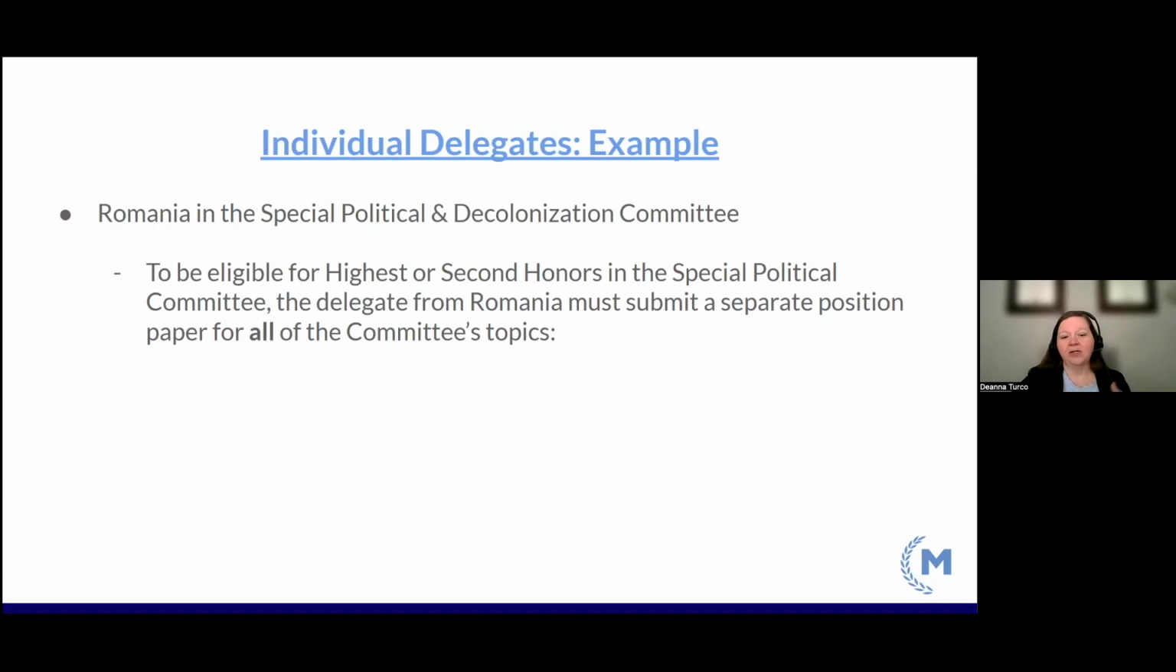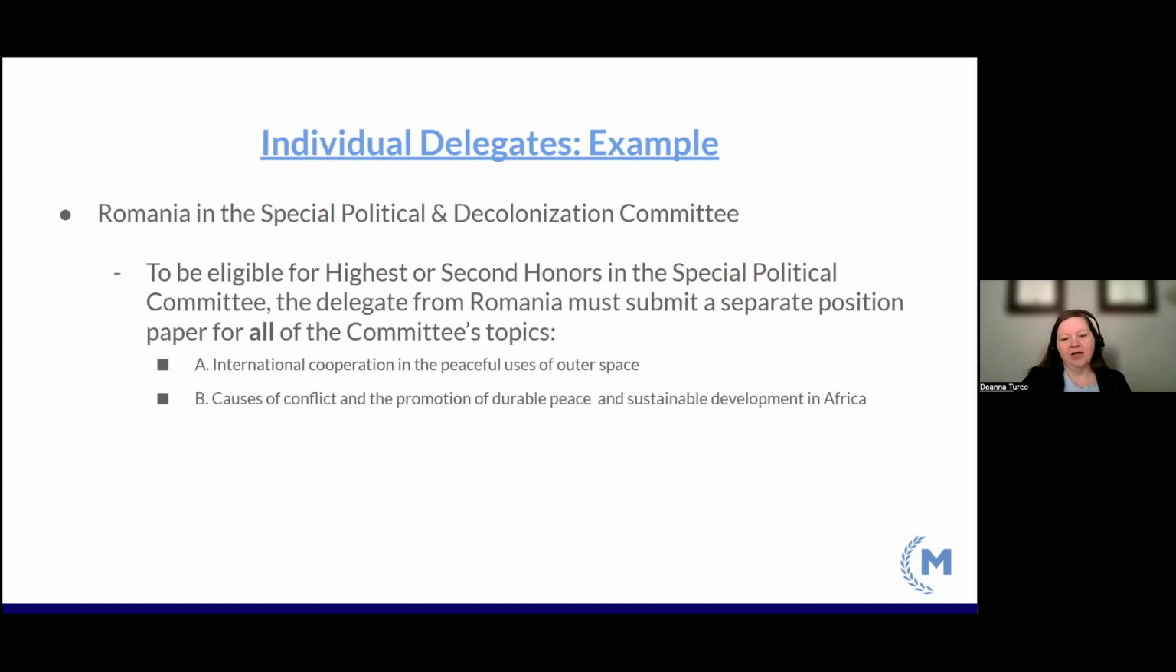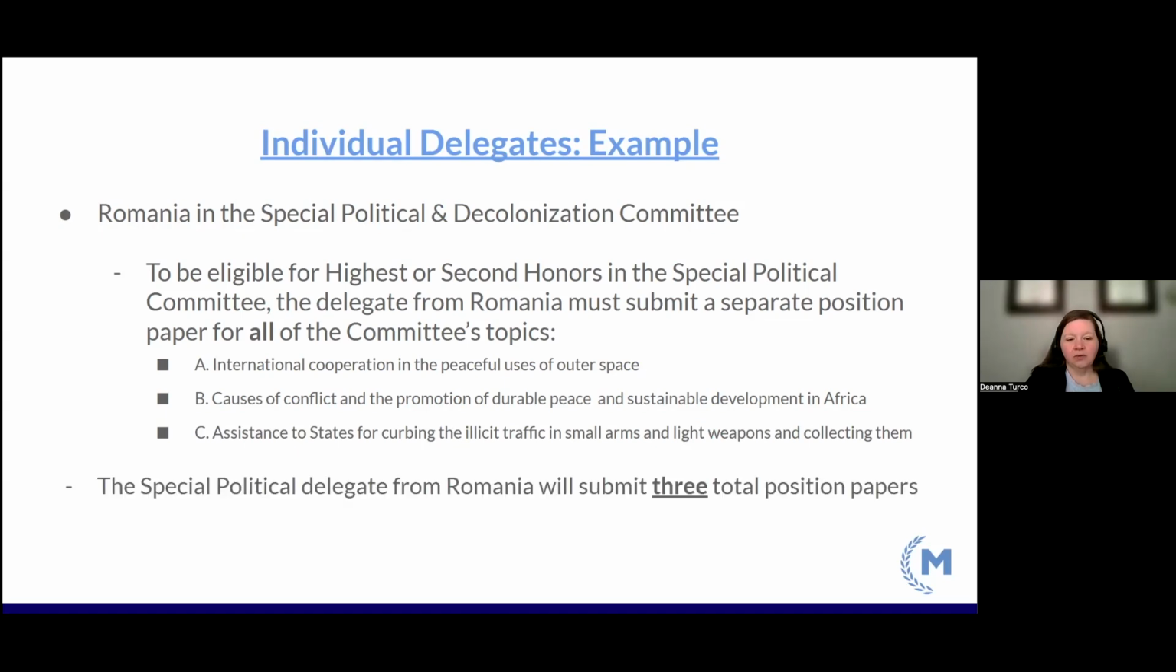Those topics are A, international cooperation in the peaceful uses of outer space, B, causes of conflict and the promotion of durable peace and sustainable development in Africa, and C, assistance to states for curbing the illicit traffic in small arms and light weapons and collecting them. So, the special political delegate from Romania will submit 3 total position papers, 1 for each topic.